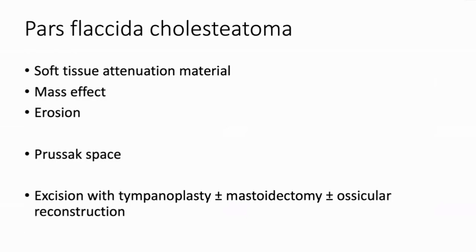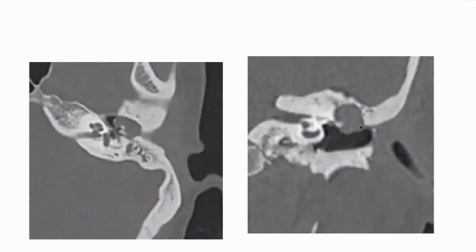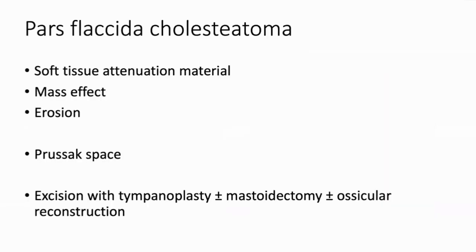And it starts in the Prusak space. Prusak space is basically a lateral epitympanic recess. It is between the scutum and the malleus, and it is in the epitympanum. So Prusak space is the place where the pars flaccida cholesteatoma starts. And the treatment is basically surgery. Surgery is usually with or without mastoidectomy and ossicular reconstruction. Okay, thank you, sir.